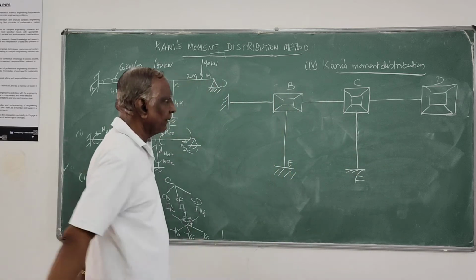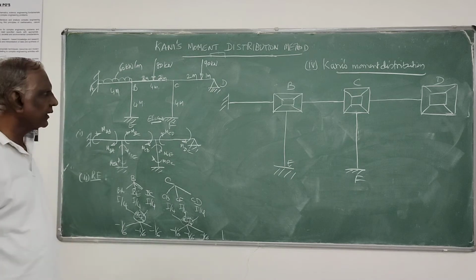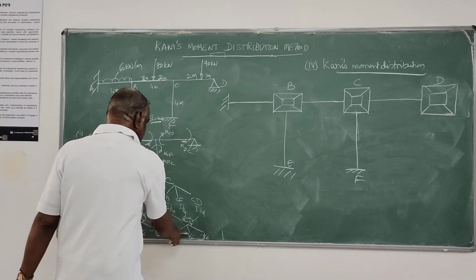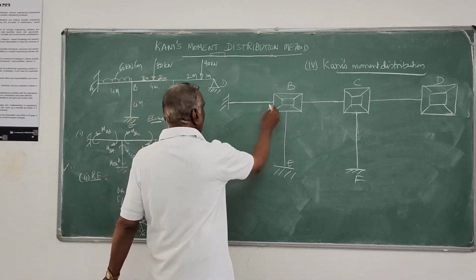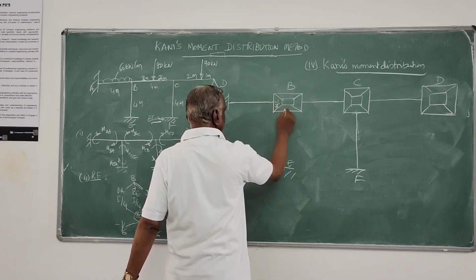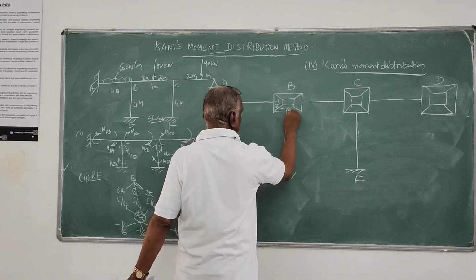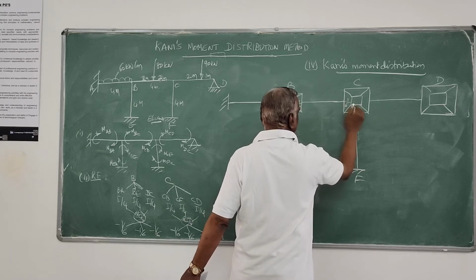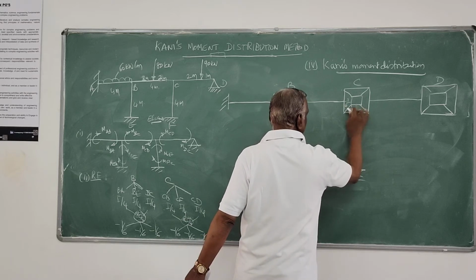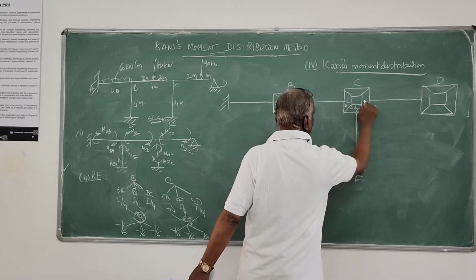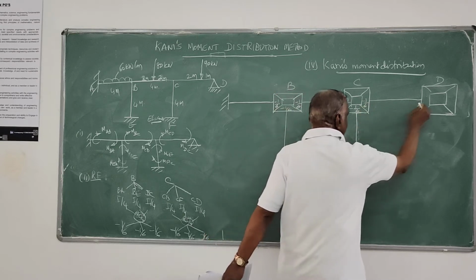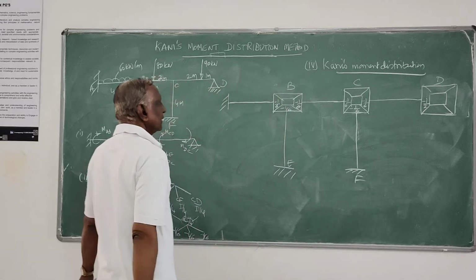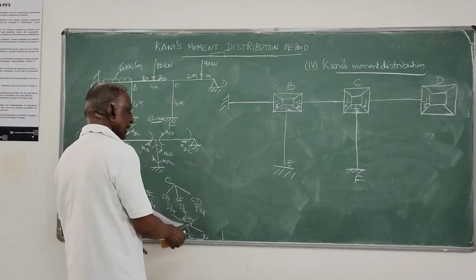You prepare the diagram like this for doing Kani's moment distribution. Then you write these rotation factors, all minus 1 by 6 for BA, for BE minus 1 by 6, BC minus 1 by 6, CB minus 1 by 6, CF minus 1 by 6, CD minus 1 by 6, and here it is minus half. That you have to transfer.